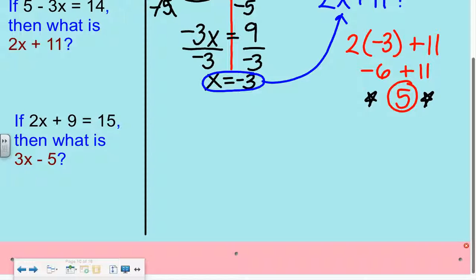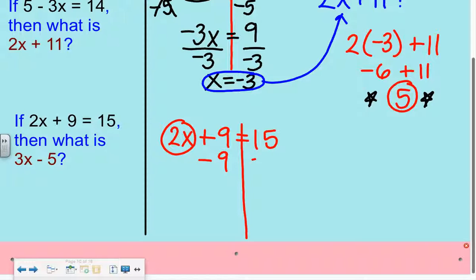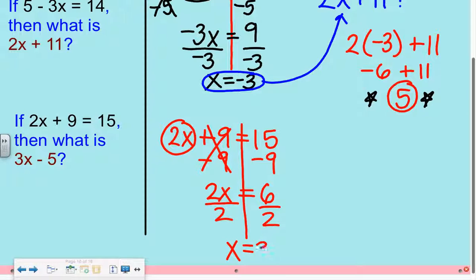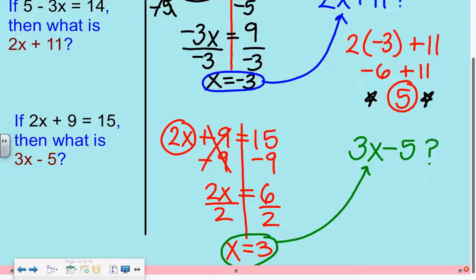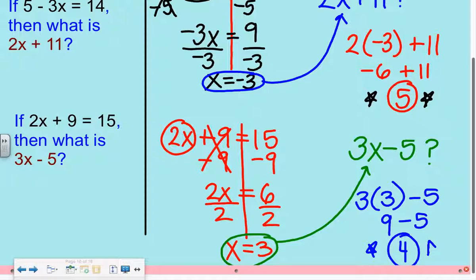If 2x plus 9 equals 15, then what is 3x minus 5? Well, let's start with the equation we're given, that 2x plus 9 equals 15. Circle the 2x, subtract 9 on both sides. 15 minus 9 is 6. 6 divided by 2 is 3. So if x equals 3, what is 3x minus 5? Well, plug this 3 in for that x. So 3 times 3 minus 5, 9 minus 5 is 4. So 4 is my answer.